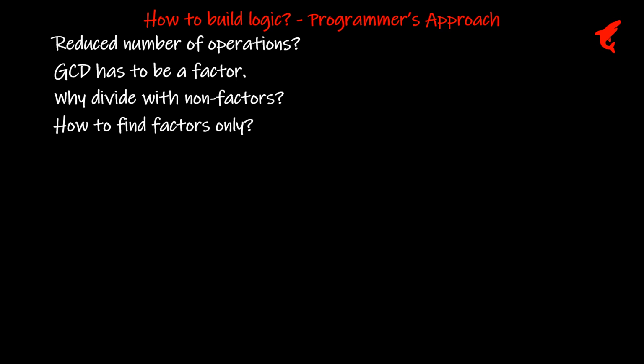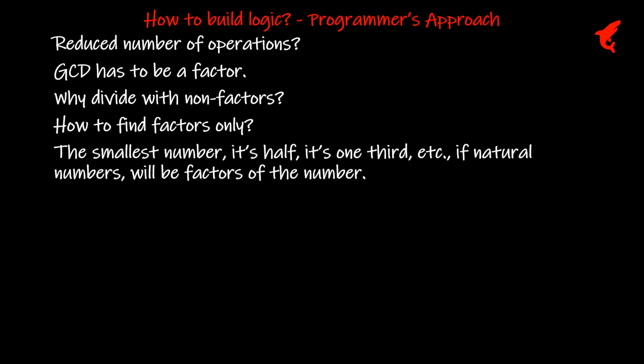Then the question is, how to find such values. Now a number is always a factor of itself. Also the half of the number, if a natural number, is a factor of the number. And also the 1/3 of the number, if a natural number, is a factor of the number, and so on.